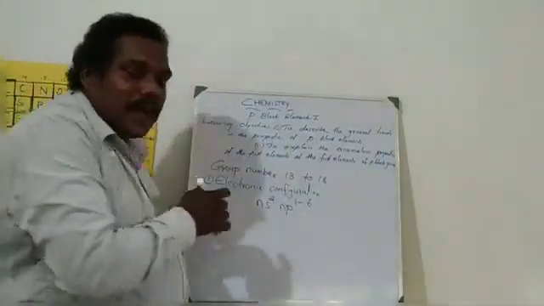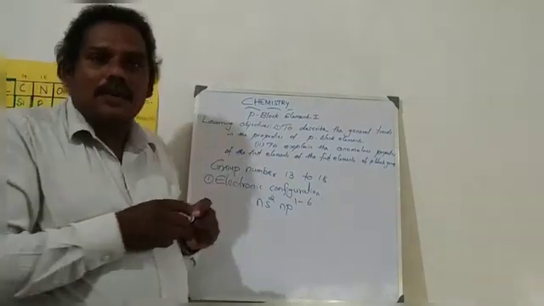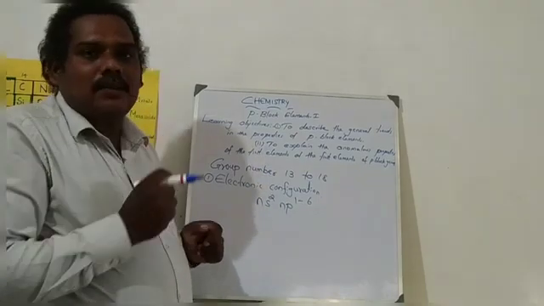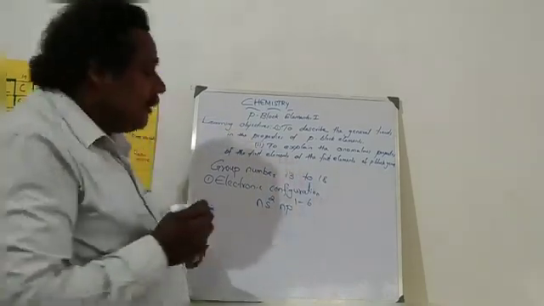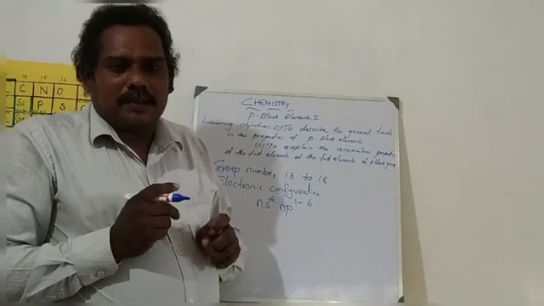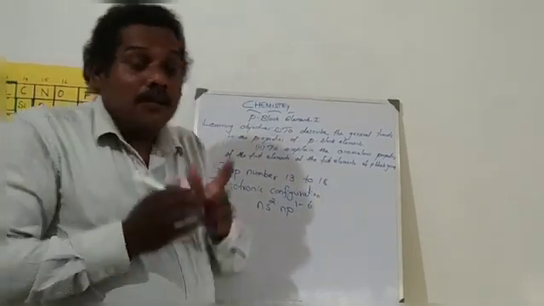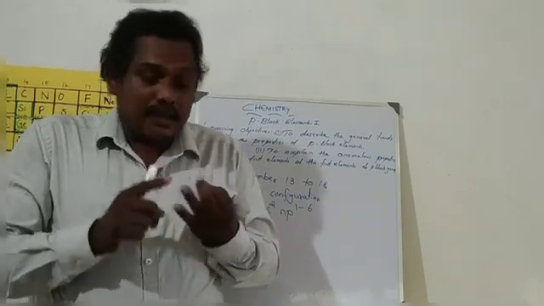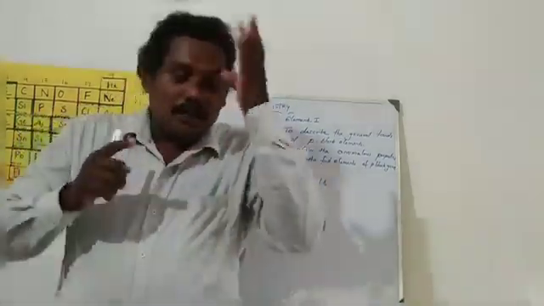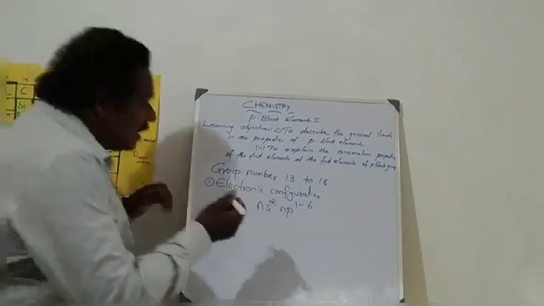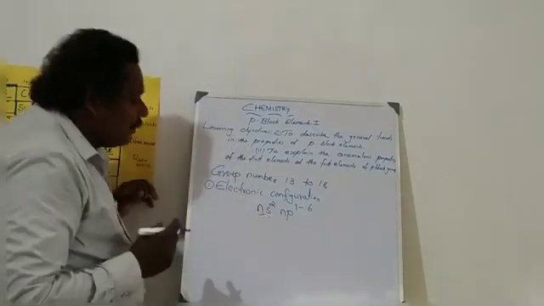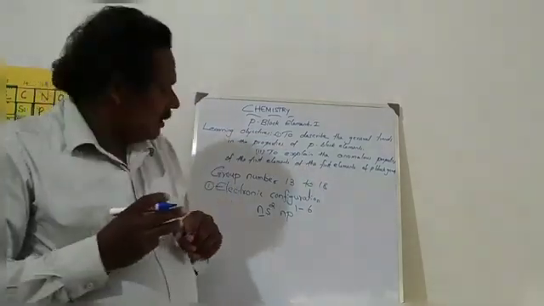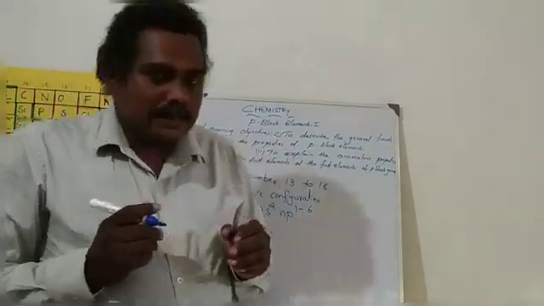Each group has a similar electronic configuration, but it differs in the value of n. What is the meaning of n? n means the principal quantum number. There are 4 types of quantum numbers: principal quantum number, azimuthal quantum number, magnetic quantum number, and spin quantum number. Here n refers to the principal quantum number.